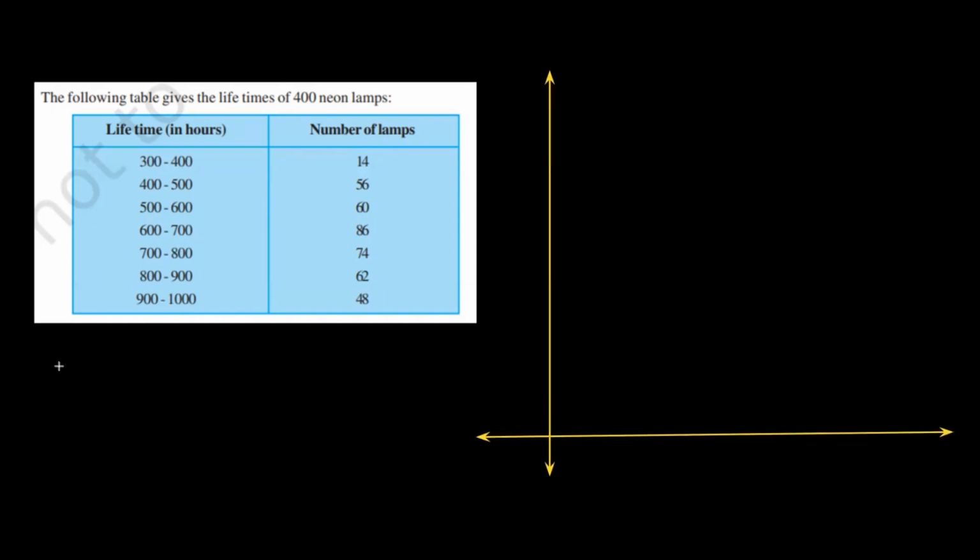So here, this is a histogram. We have to mention the scale on both the x-axis and y-axis. By observing the first column, lifetime, I feel that 1 centimeter equal to 100 hours is the best scale to take in this question. So I'm taking 0, 100, 200, 300, 400, 500, 600. So 1 centimeter is equal to 100 hours on the x-axis.